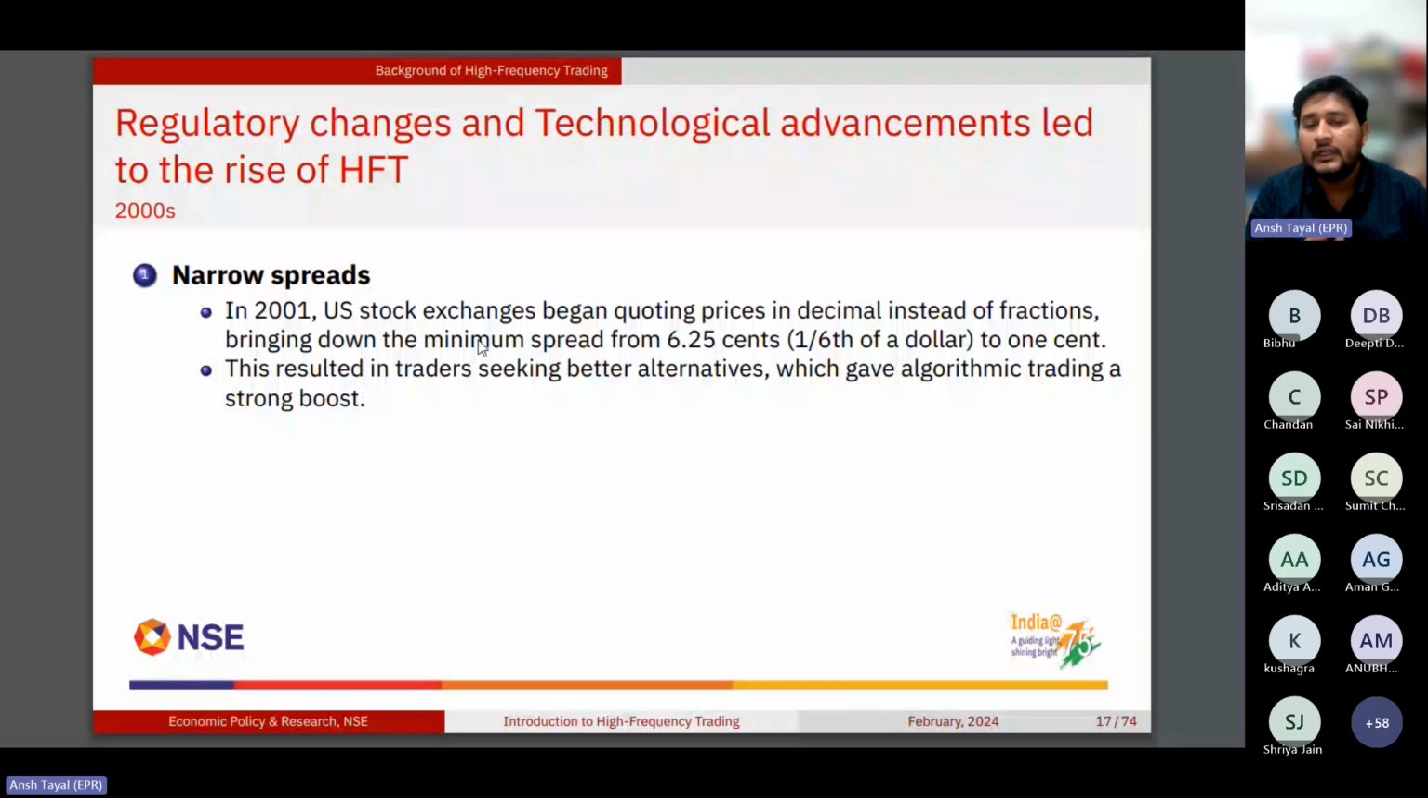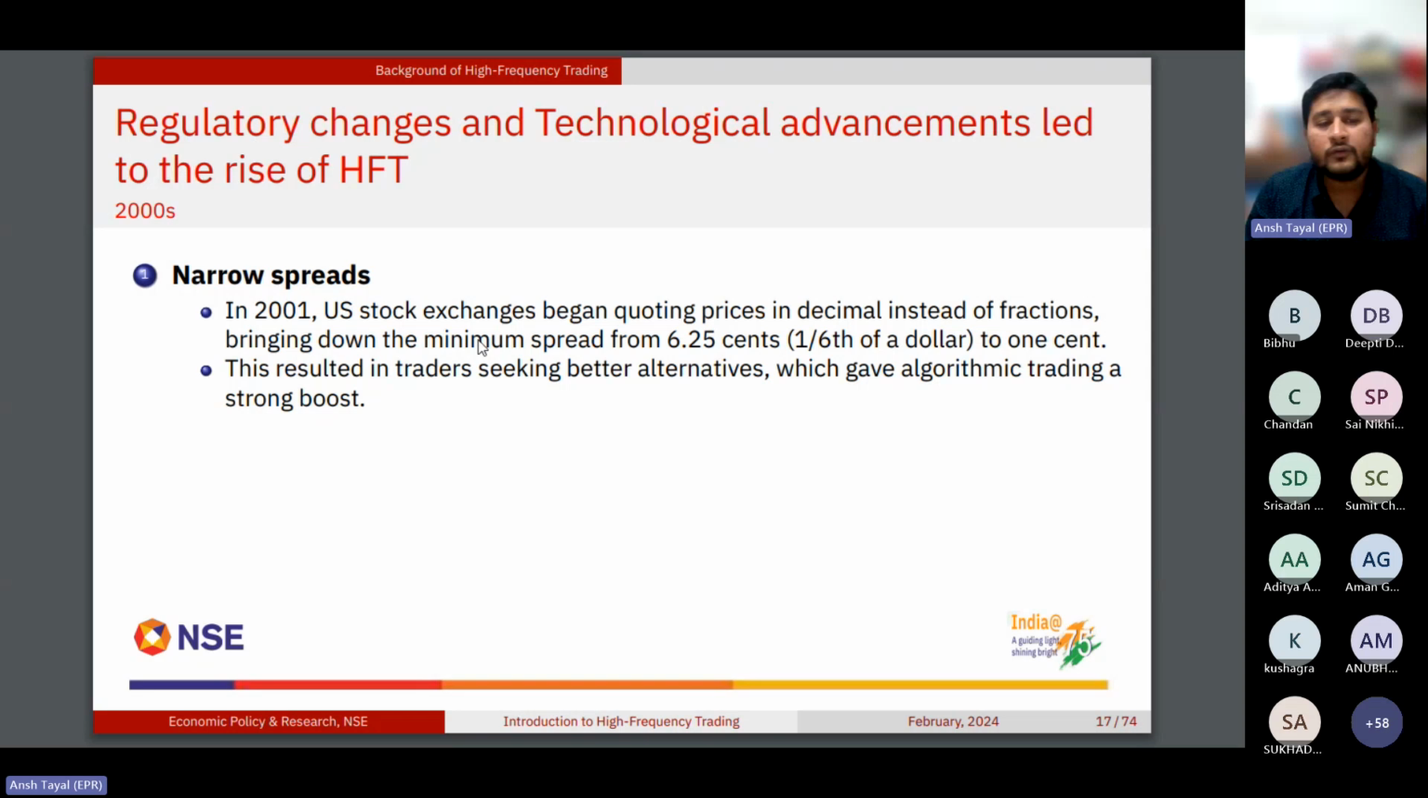Thank you. So what US did was they also reduced the tick size from 1/16th of a dollar, that is 6.25 cents, to 1 cent. Now, how does it affect high frequency traders? One of the strategies that high frequency traders use is that you buy at 100 rupees and then you sell at 100 rupees 5 paisa. So you make 5 paisa on each trade. Now, if the tick size is 1 paisa, you could buy at 100 rupees and sell at 100 rupees 1 paisa. So in one trade, your profit is reduced by 1/5.